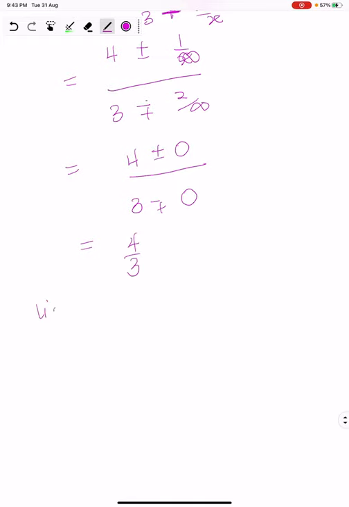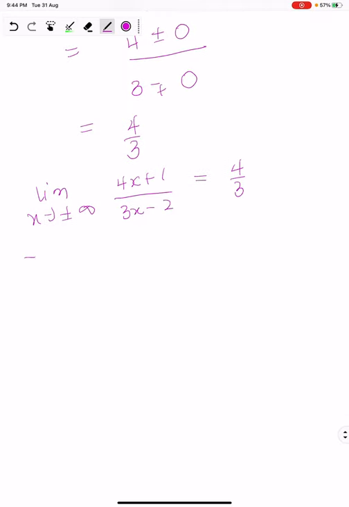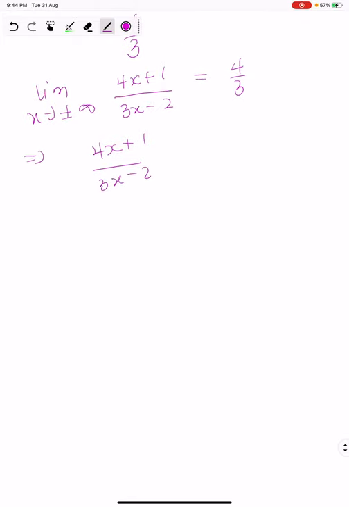All right, so since the limit as x approaches plus or minus infinity of (4x plus 1) divided by (3x minus 2) is equal to 4 over 3, it implies that (4x plus 1) over (3x minus 2) has a horizontal asymptote represented by the line y equals 4 over 3. Okay, let's look at another example.